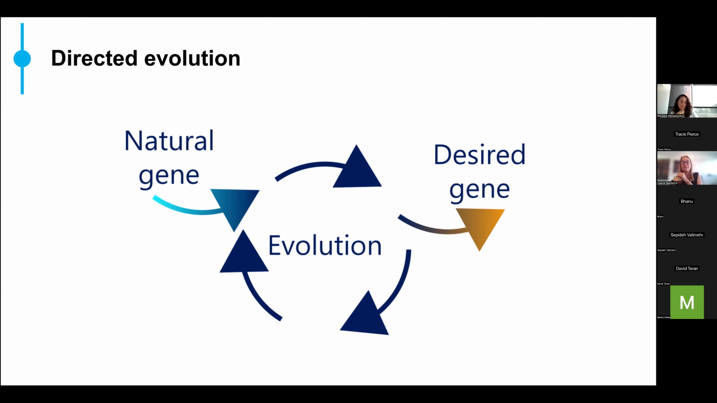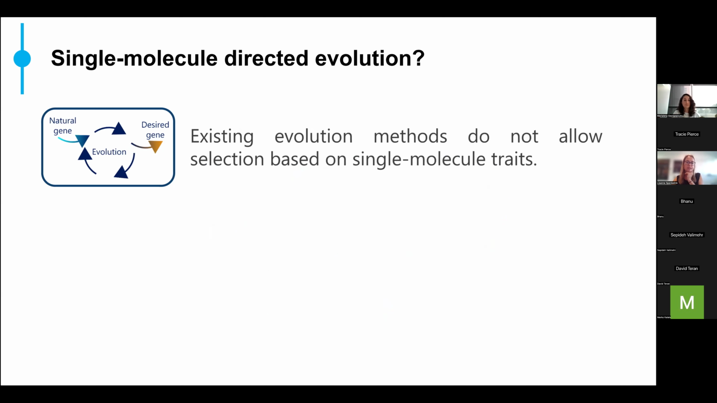A very relevant example is PCR polymerases. Polymerases obviously exist in nature, but we have improved them, and they are now the gold standard for, say, COVID tests. We have improved them and made them better, and they now work for us in a biotech application. So these techniques exist, but they do not allow you to select and evolve based on what I call single molecule traits.